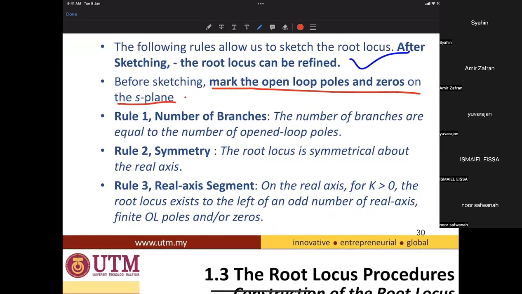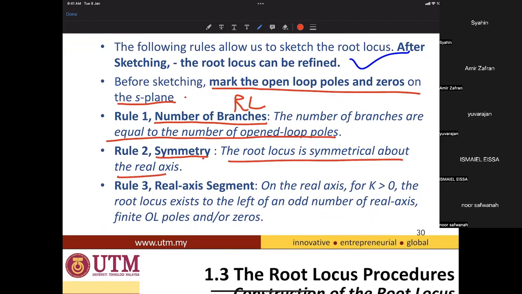Then after that, we start using rule 1, which is the number of branches, or number of root locus, is equal to the number of open loop poles. So if we have 3 open loop poles, meaning that we have 3 root locus. If we have 4 open loop poles, we have 4 root locus. Then root locus has a symmetrical property, which is symmetrical on the real axis. So this is your S-plane, this is your imaginary axis, and this is the real axis. And usually it's symmetrical on the real axis, not on the imaginary axis.